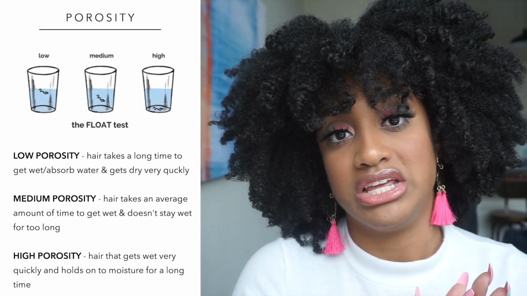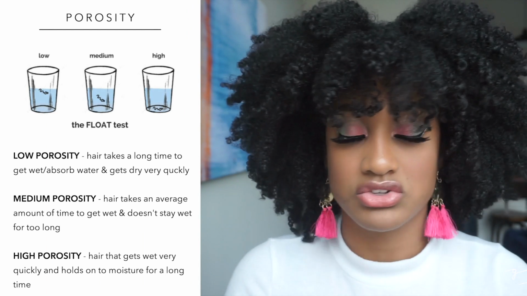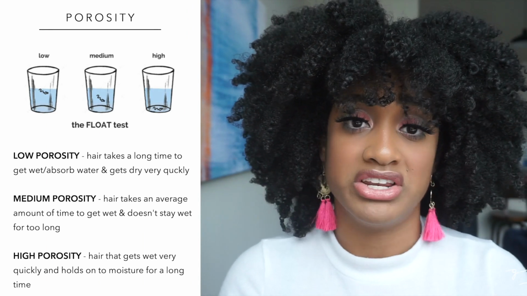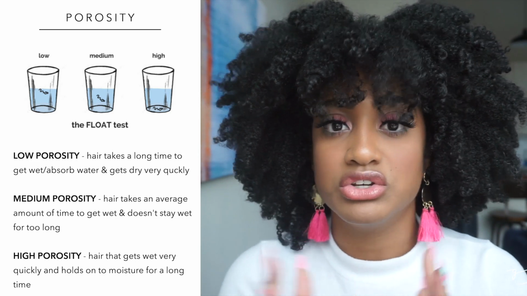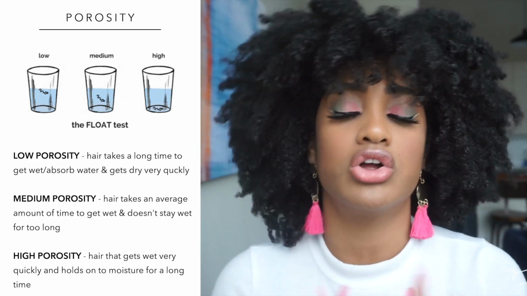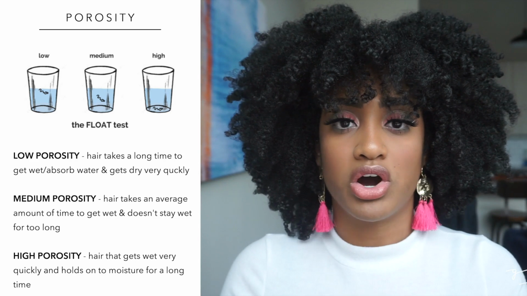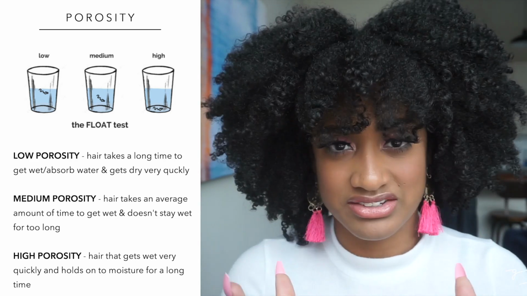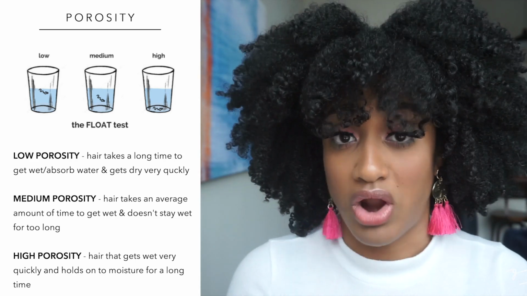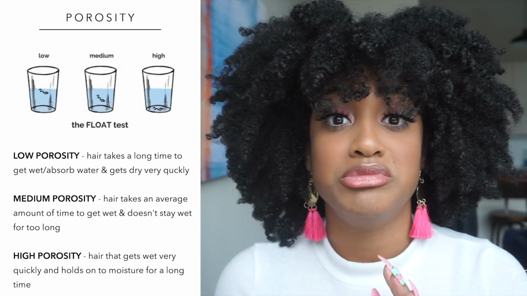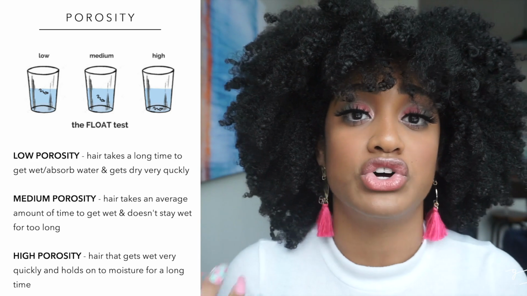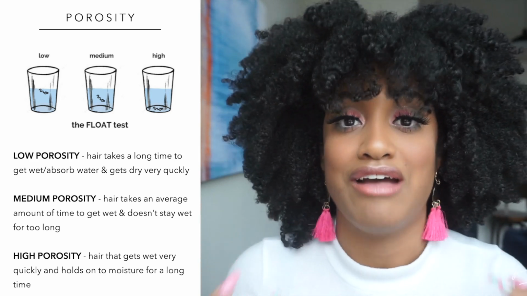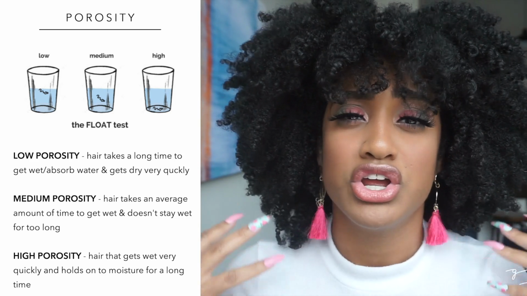Low porosity meaning that your hair takes a very long time to absorb water, and it just seems very dry and brittle. Medium porosity, basically, your hair takes a little bit long to get wet, to absorb water, but not too long. It doesn't take extremely long to dry. And then high porosity, meaning your hair gets wet like that, sopping wet, and it holds on to moisture forever, and it really takes a hard time for you to dry your hair and get volume and things like that.